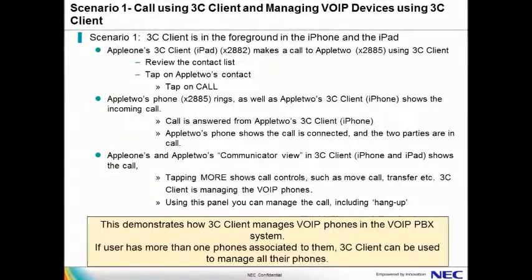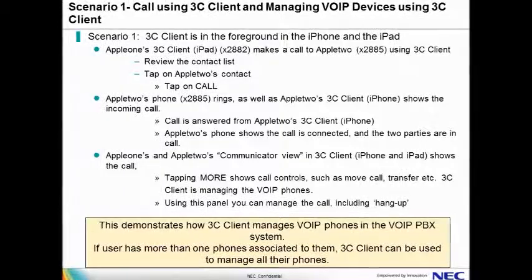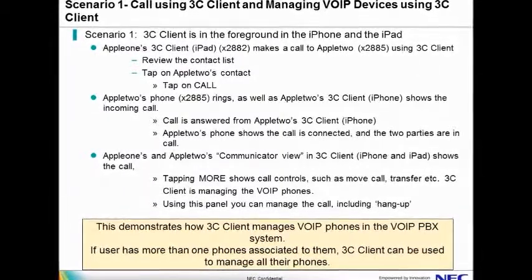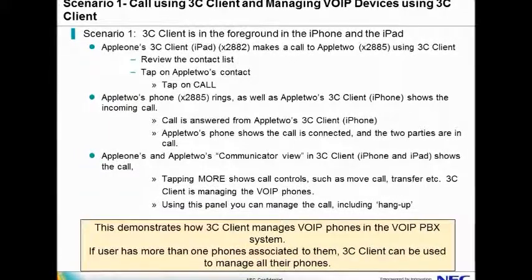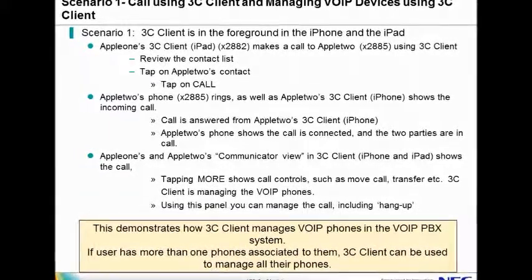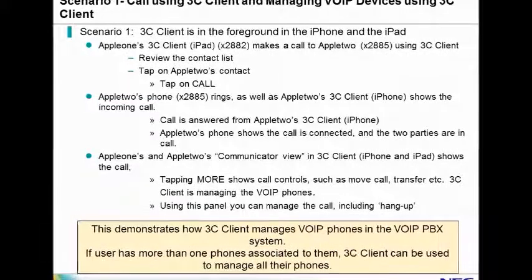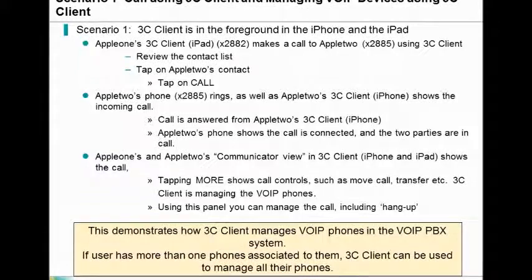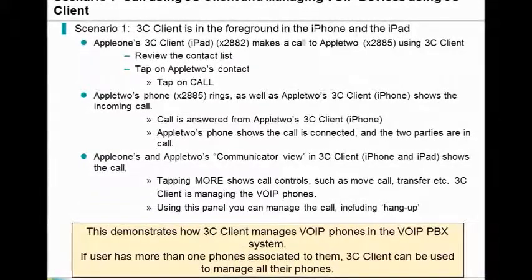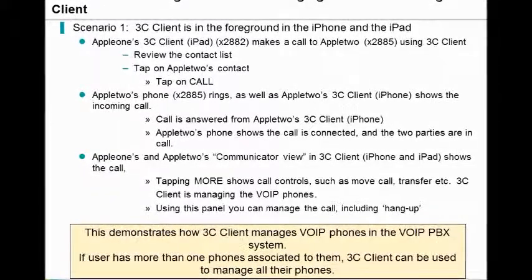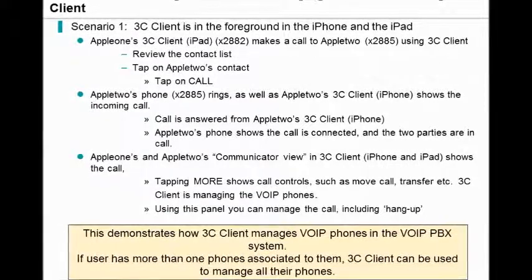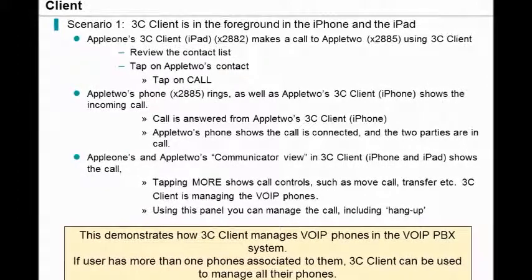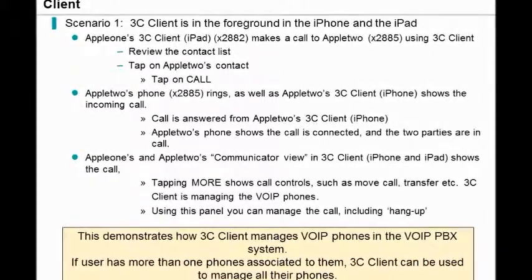You will see and hear Apple 2's phone ringing, as well as Apple 2's 3C client showing the incoming call. Call is answered from Apple 2's iPhone's 3C client, and once it is accepted, Apple 2's phone shows the call is connected, and also the phone will show the calls are connected in both Apple 2 and Apple 1, and Apple 1 and Apple 2's communicator view in 3C client will also show the call with call controls.